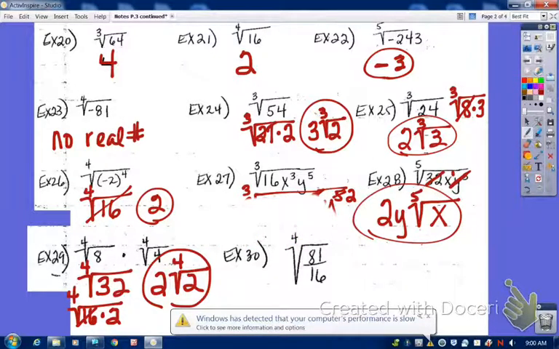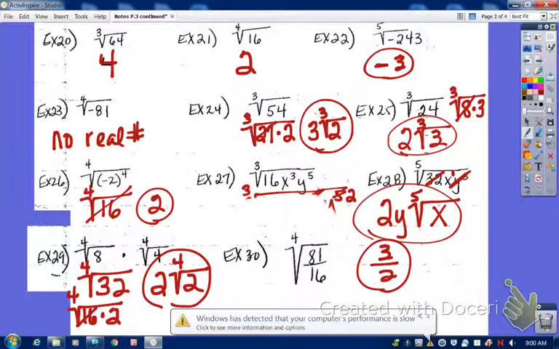All right, example 30. Y'all should tell me how to do 30. Just remember it's the fourth root. The answer is, say it louder, 3 over 2. Anytime you have a fraction underneath your radical, you probably can just take the radical of the top and then the radical of the bottom. So the fourth root of 81 is 3. 3 times itself 4 times is 81. And the fourth root of 16 is 2.